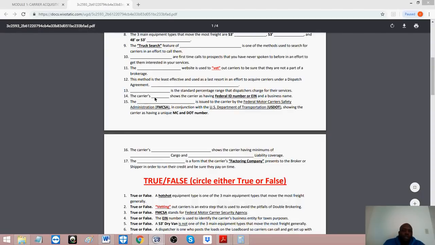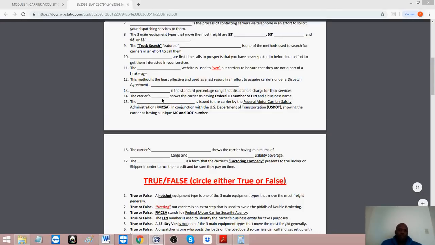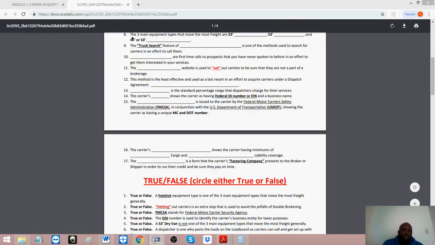Number 14, the carrier's blank shows the carrier's having a federal ID number or EIN and a business name. So that goes into those other documents that's sent back along with the dispatch agreement and the profile. So this is one of those documents. It shows their W-9 or their EIN numbers. W-9, that's correct. Charles and Sergio, the W-9 form.